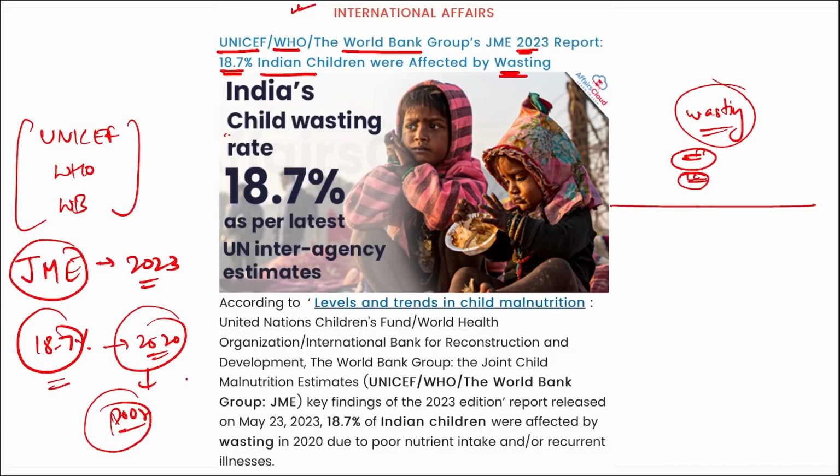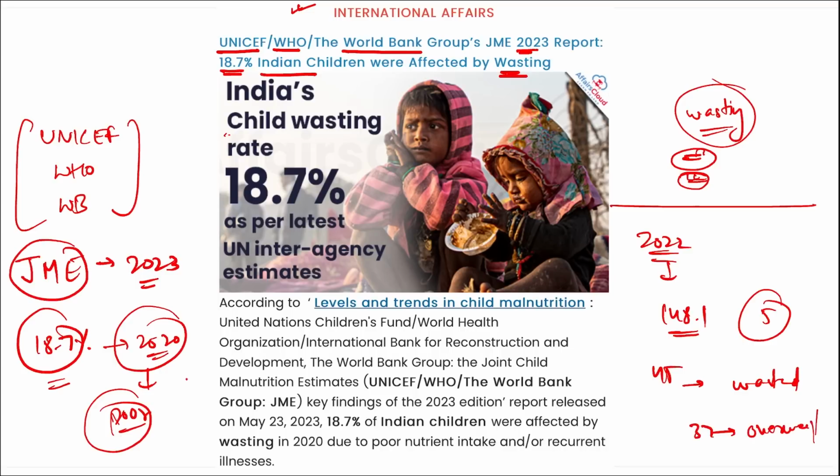Another data point that you need to remember is that in 2022, globally 148.1 million children under the age of 5 years were stunted, 45 million children were wasted, and around 37 million children were overweight. This is the finding you need to remember from this JME report published by three organizations together: UNICEF, WHO, and World Bank. The name of the report here is Levels and Trends in Child Malnutrition.